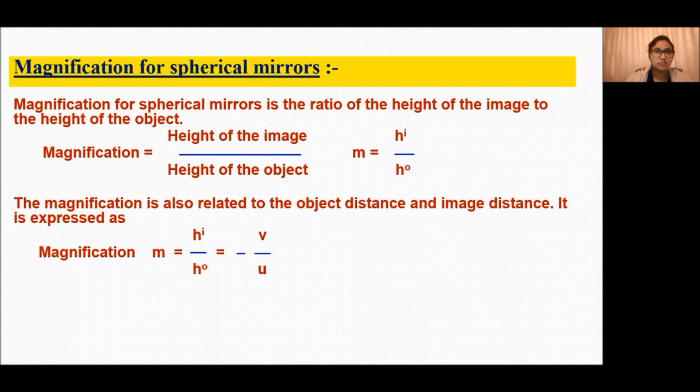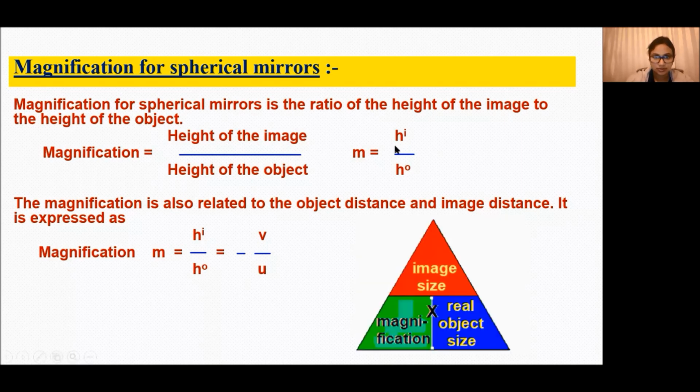Magnification means how much the image is elongated with respect to the object. It gives us the ratio of the height of the image to the height of the object, or it can also be expressed with respect to object distance and image distance. So the magnification is represented by m = -v/u. The negative sign indicates that it's a real image. You can also study the formula using this triangle. Image size is nothing but magnification times the object size.